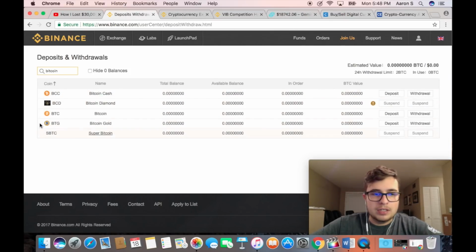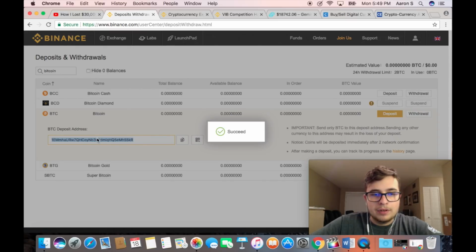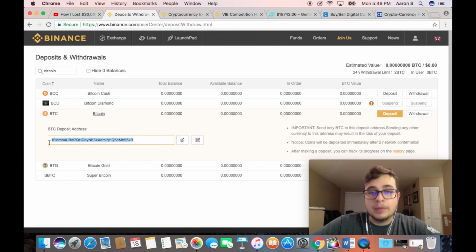So the address you need to put is, when you deposit Bitcoin, let's say you click on Bitcoin, and then it will generate an address for you. What you do then is copy it. Never type in an address by hand, by the way, guys. It's very risky and very dangerous. Don't do it. Just copy it.